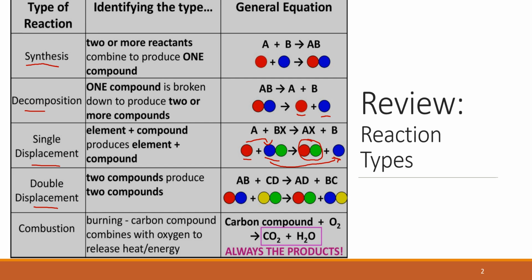Now, double displacement. To recognize that, you have two compounds as the reactants. So no elements by themselves, just compounds, paired up. And what happens is those two compounds switch partners. When they switch partners, it's always the outer two, in this case the red and the green sphere, that form one of the products, and the inner two, the blue and the yellow sphere, that form the other product.